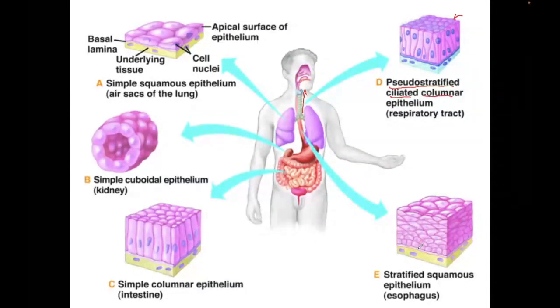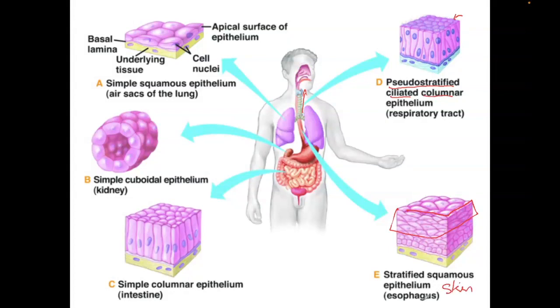Let's look down here in the lower right, stratified squamous. So this is the bottom, this is the top. And when we look at the apical portion, the top portion, it's multiple layers of the flat irregular cell, so it's stratified squamous epithelium for protection. You'll also see it on the skin.